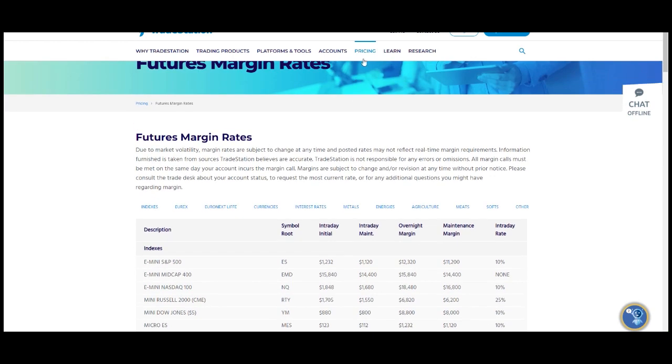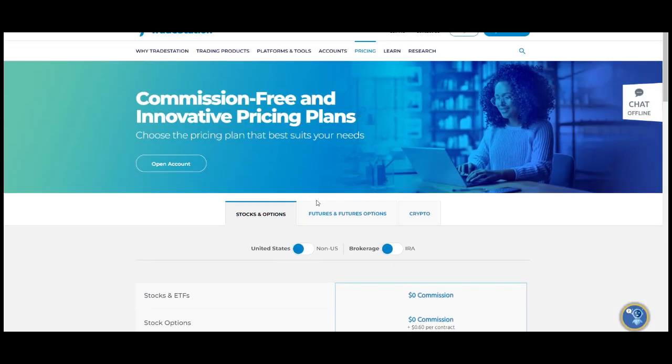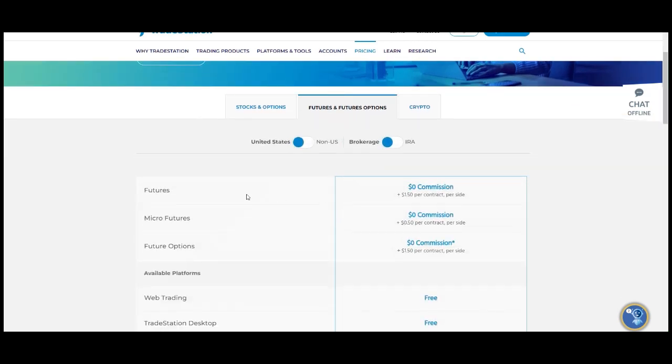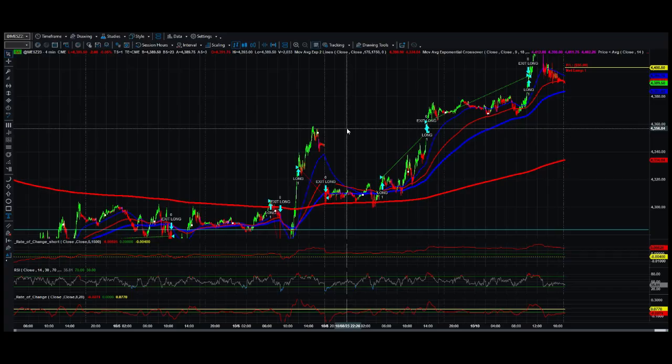In terms of cost, it's very low cost. Let's take a look at the commissions here. Futures contracts: micro futures is zero commission and just 50 cents per contract per side. So every time you trade one contract per side, you're just incurring a 50 cent fee, right?